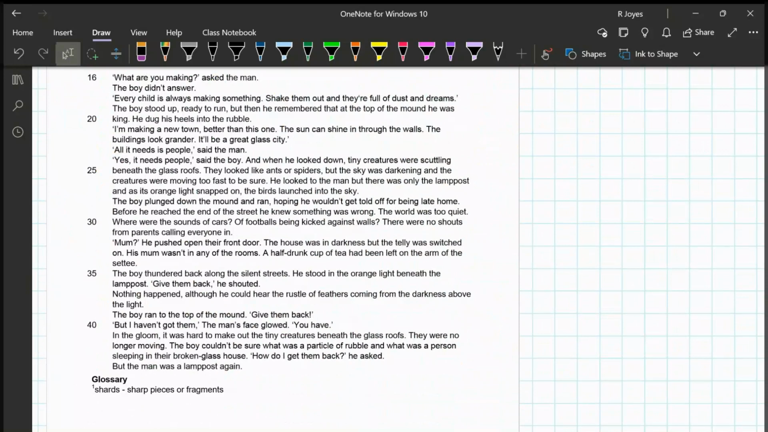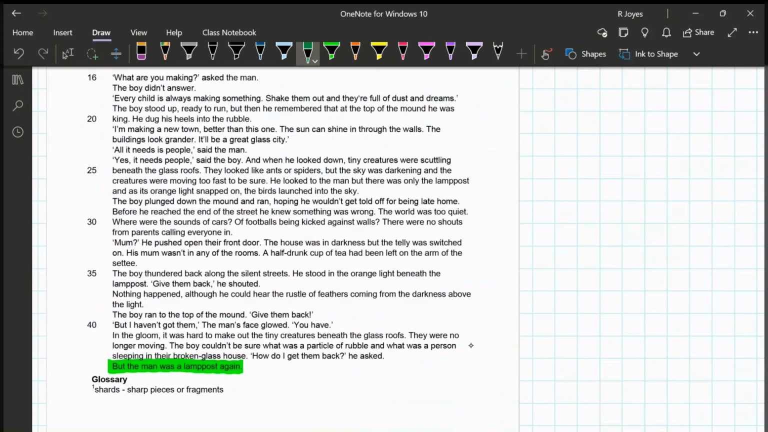Now, to date, the exam board has never given us the end of a text. They have always given us something from either the beginning or the middle, which means that it is very, very likely that we will have a cliffhanger at the end of our text. And we have that here. Cliffhangers are a great thing to talk about because they're really easy, because a cliffhanger is always going to build tension. "But the man was a lamppost again."